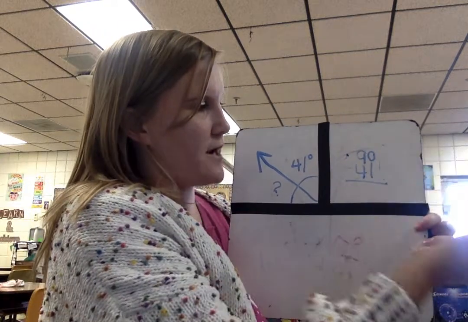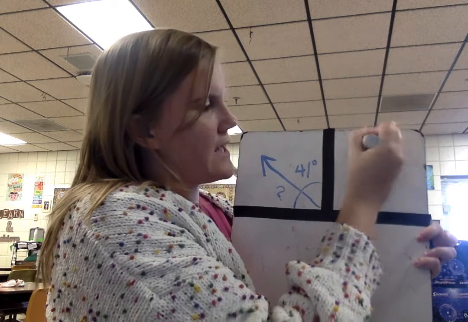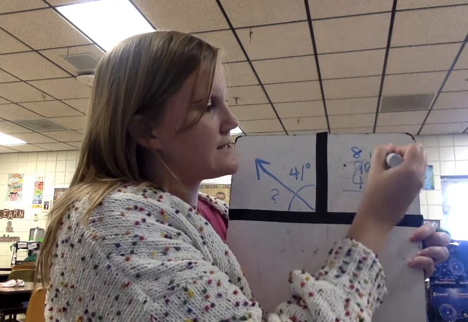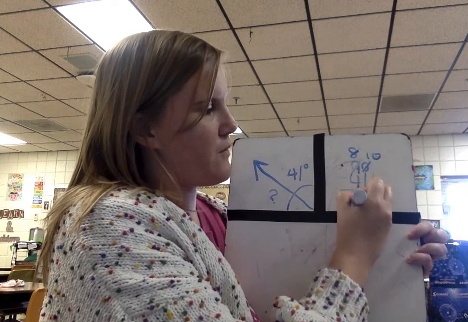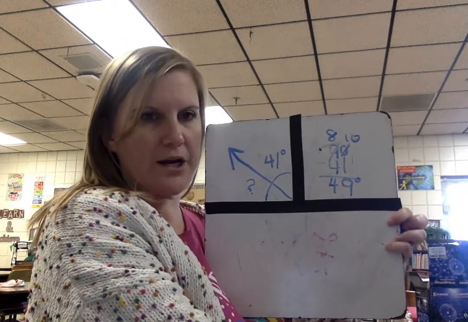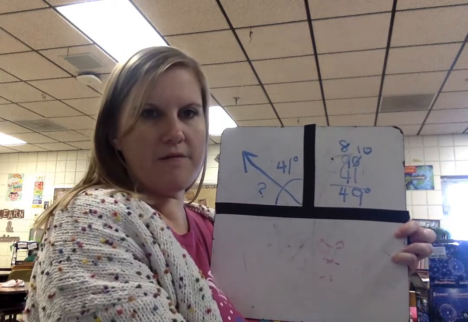I cannot do 0 minus 1, so I'm going to go to the 9, take 1 away, making it 8, and give 10 to the ones place. 10 minus 1 equals 9. 8 minus 4 equals 4. So that would be 49 degrees. So I know that 49 plus 41 would equal a sum of 90. So it's a complementary angle.